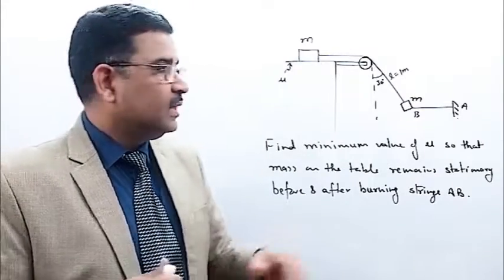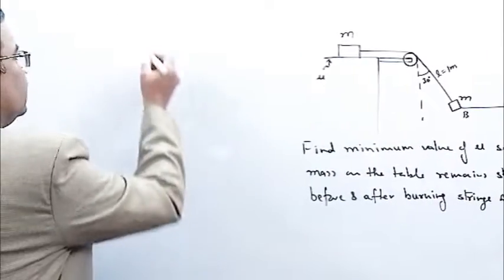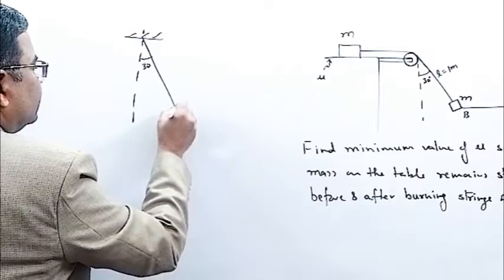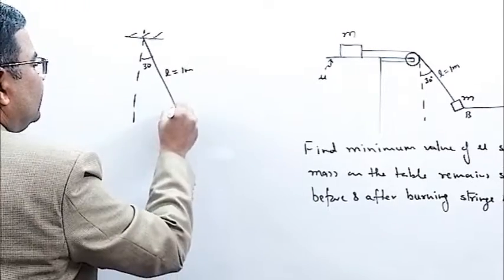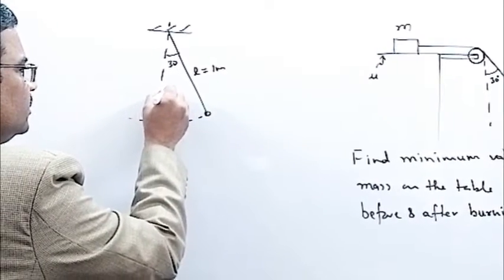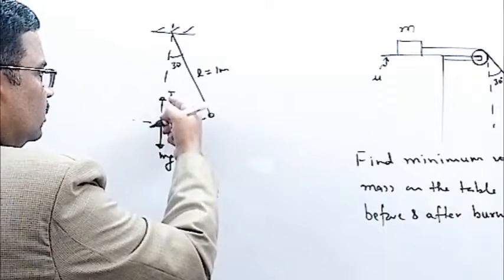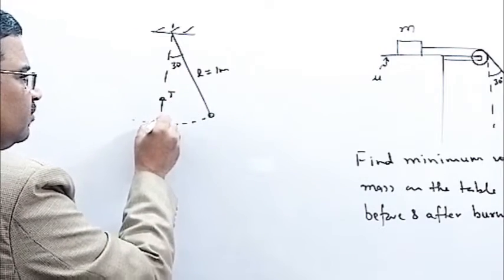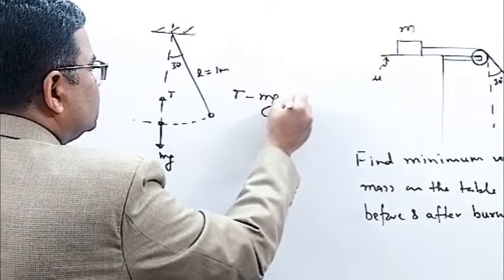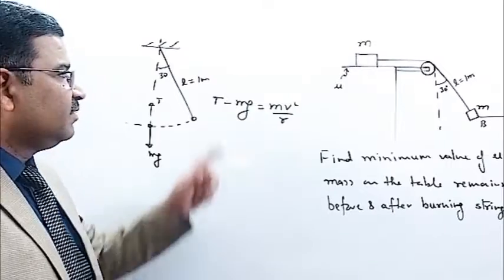So let us find how much will be the maximum tension when the string AB is burnt. Now consider that part. This is like a pendulum which is making an angle of 30 degrees with the vertical, and it has a length of 1 meter. When it is released and reaches this point, tension T and mg act on the mass. The net of the two provides centripetal force, and that is T minus mg. So T minus mg is equal to mv square by r, and if I can find the value of v, then we can find the value of tension.